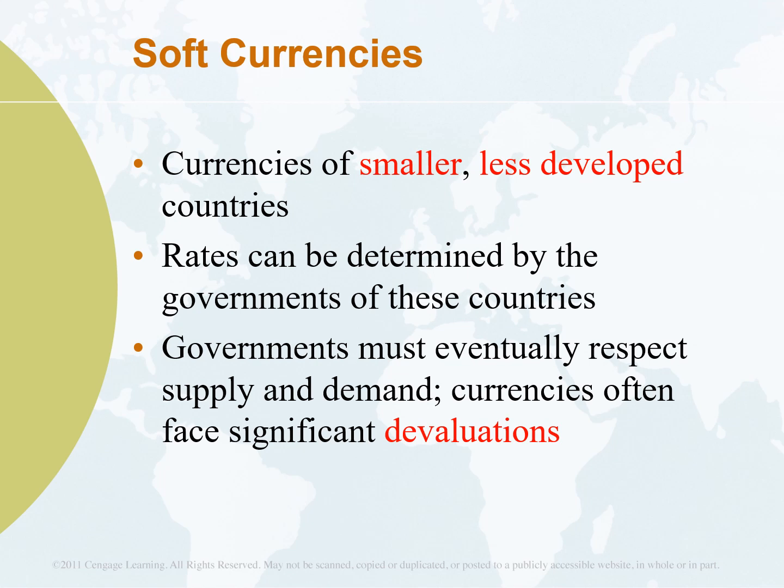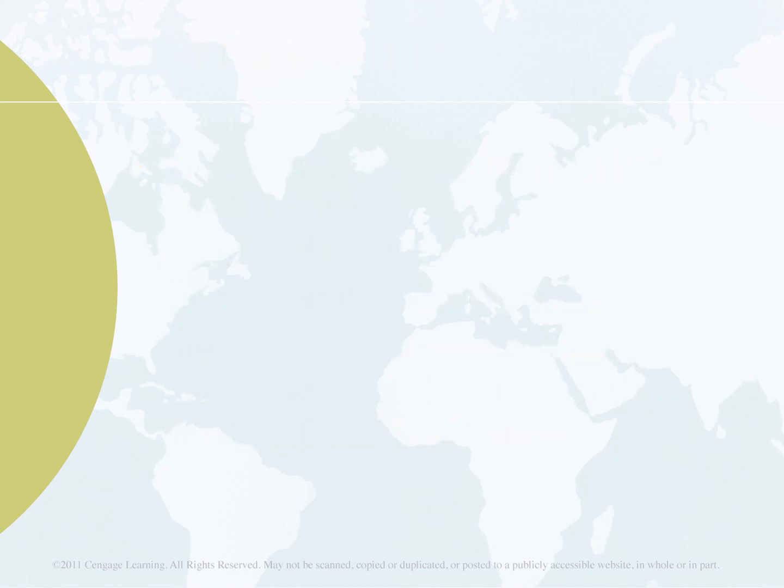Also, there are countries with soft currencies, and some countries with hard currencies. With soft currencies, the currencies of smaller, less developed countries, the rate can be determined by the governments of these countries. The governments must eventually respect supply and demand, and currencies often face significant devaluations if they don't. Soft currencies are mostly in developing countries. Hard currency is what? US dollars, euros, Japanese yen, etc.